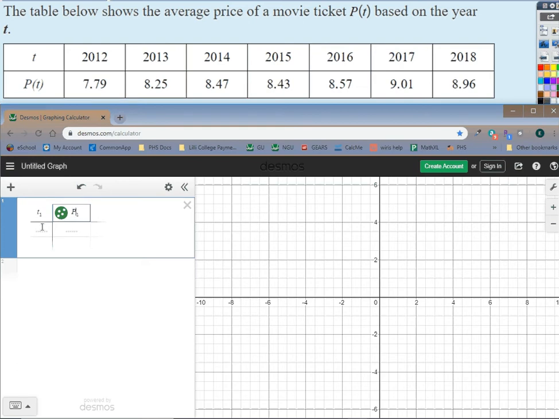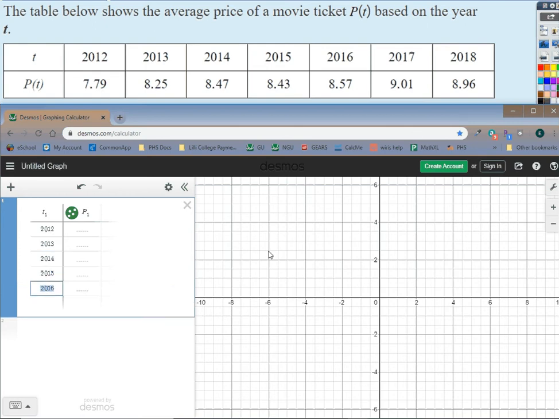Okay? And for all my T values, I'm just going to put those in. So 2012, and then Desmos is kind of nice. If I go 2013, now it'll know what the pattern is. So I'm just going to go up to 2018. And then I'm going to go over and put in my data.